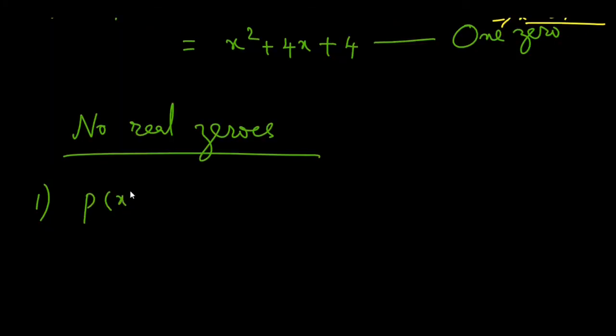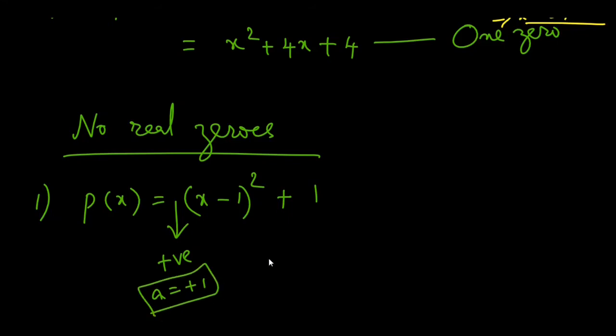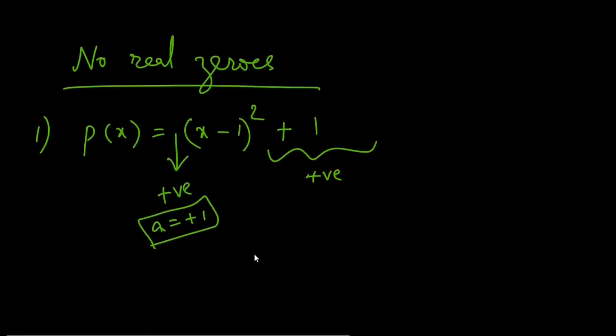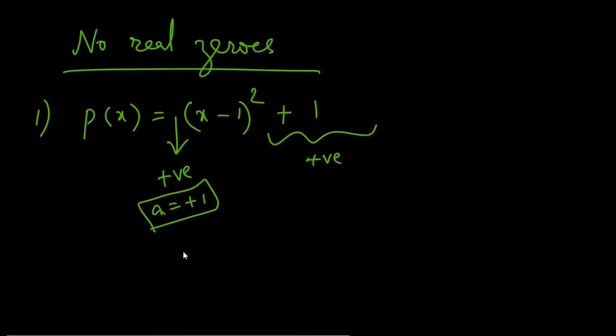Let us say P of x is equal to x minus 1 whole square plus 1. Here the a value is positive, a is equal to plus 1 here. Here the constant after complete square is positive. So let us try to find the zeros of this polynomial. We equate the polynomial to 0. X minus 1 whole square plus 1 is equal to 0.